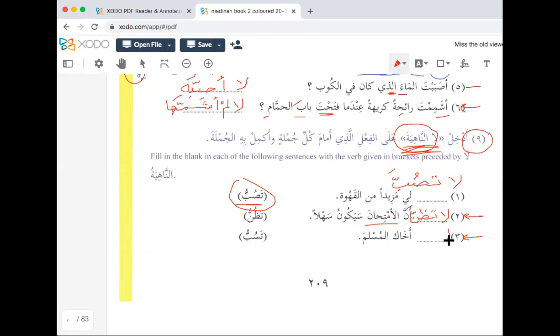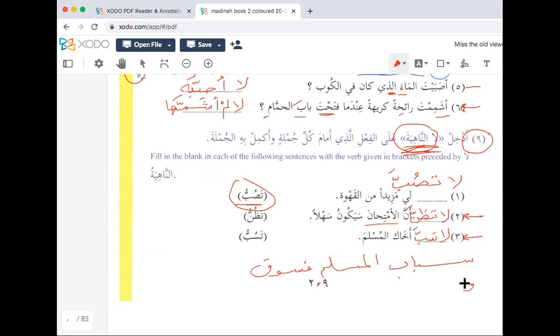لا تسب أخاك المسلم. أحسنتم. Don't curse your brother. And the Prophet sallallahu alaihi wasallam, what did he say? He said, Sibabul Muslimi fusuqun. Cursing your Muslim brother is an open sin.